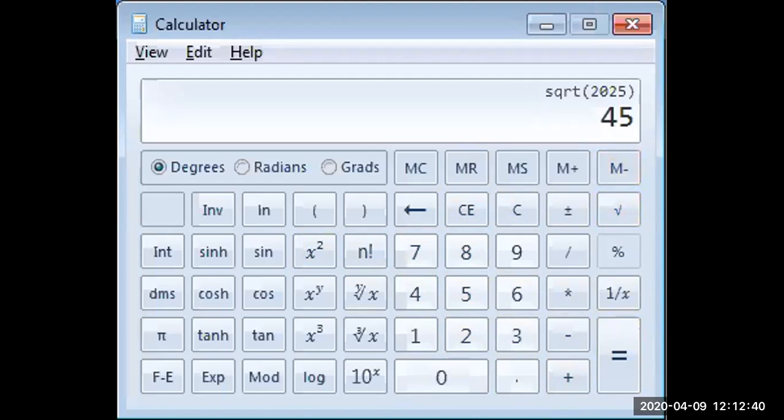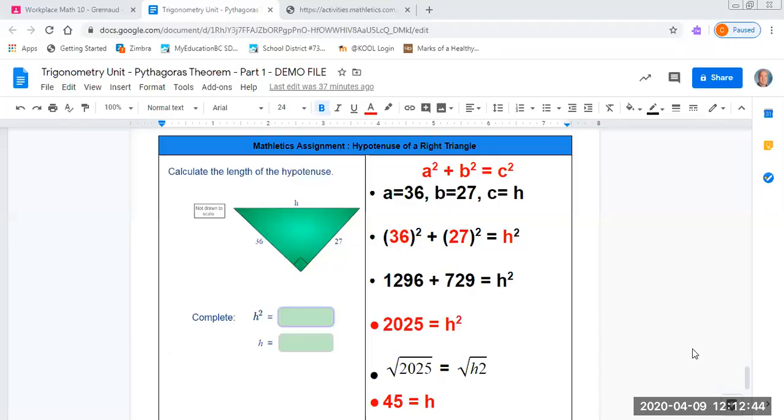So if I go back to my main screen here again, the answer that I would have to put in here would be, for h squared, 2025. So I'd write in there 2025 in Mathletics. And then for h, it's the square root of that, which would be 45. So I'd obviously click the submit button in my Mathletics, and then it would be done.